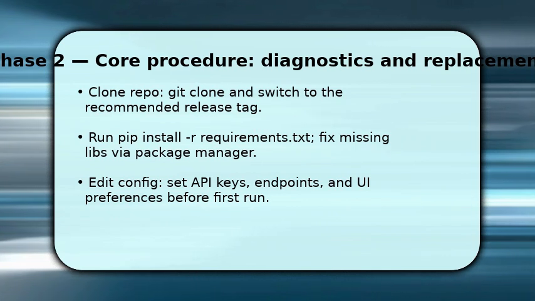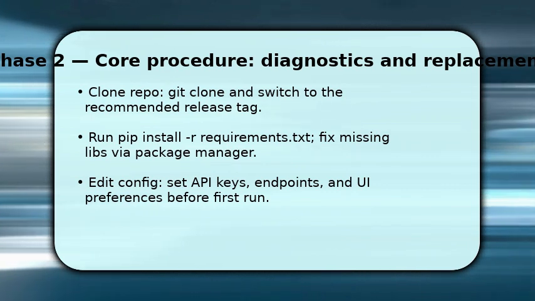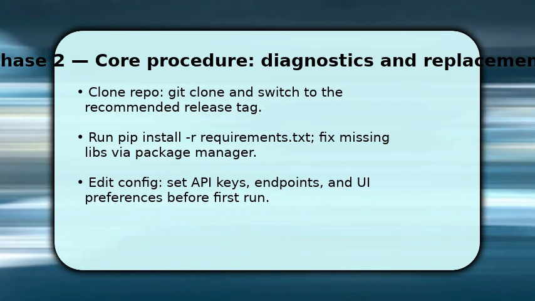Once dependencies are satisfied, run the included build or setup script to compile UI resources. After compilation, open the config file, insert API keys, endpoints, and set UI preferences so the app authenticates correctly. Make sure logs are enabled to trace errors.